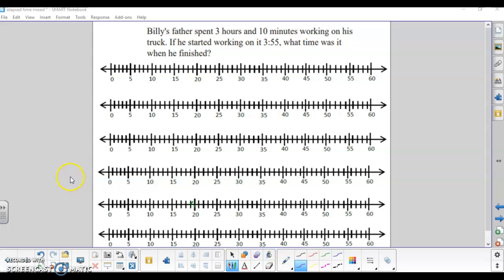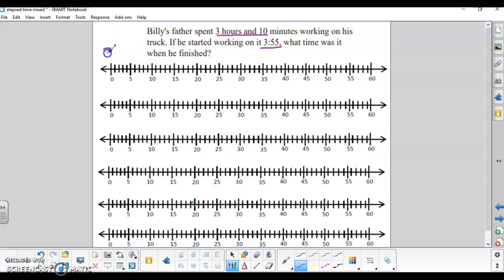Let's try this one. Billy's father spent 3 hours and 10 minutes working on his truck. If he started working on it at 3:55, what time was it when he finished? So this gives us a start time, and we're trying to find the end time. Go ahead, label your number line, and solve this problem. Hit pause.